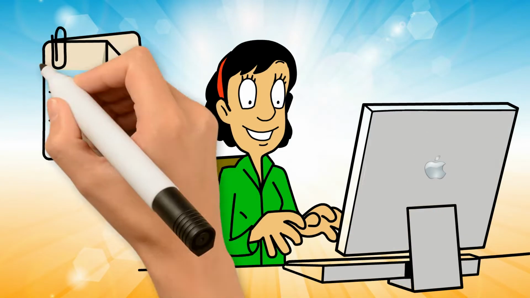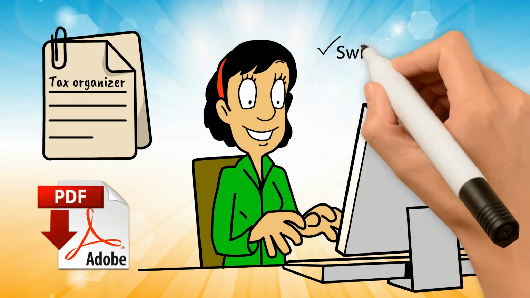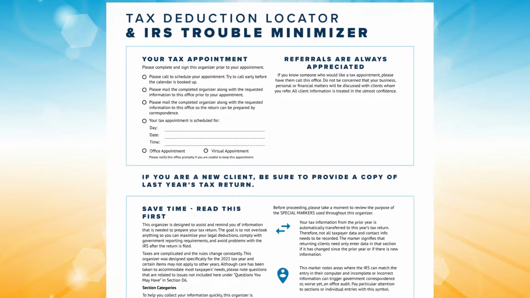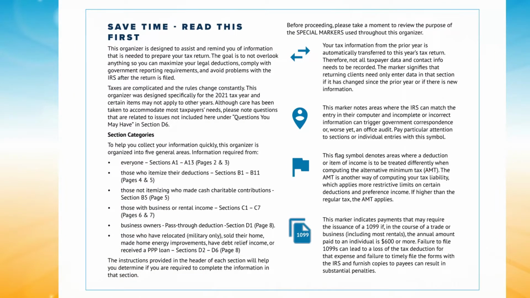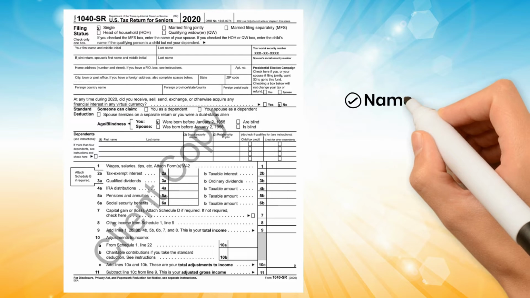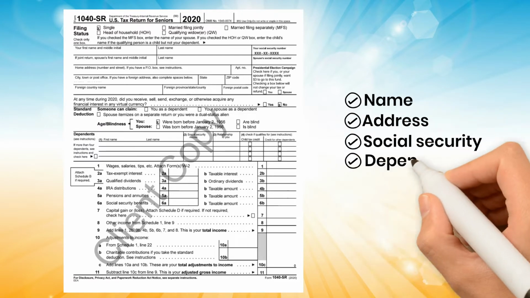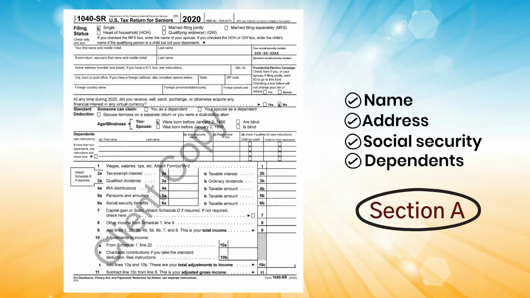This organizer is fillable, but only with a PDF viewer. If you're using a Mac to view this organizer, we suggest you switch to a PDF viewer instead on your Mac. To quickly get through this organizer, please read the first page. Read this first section. If available, please provide us with a copy of your previous year return in lieu of personal information required about your name, address, Social Security, dependents, and other personal identification questions found in Section A.